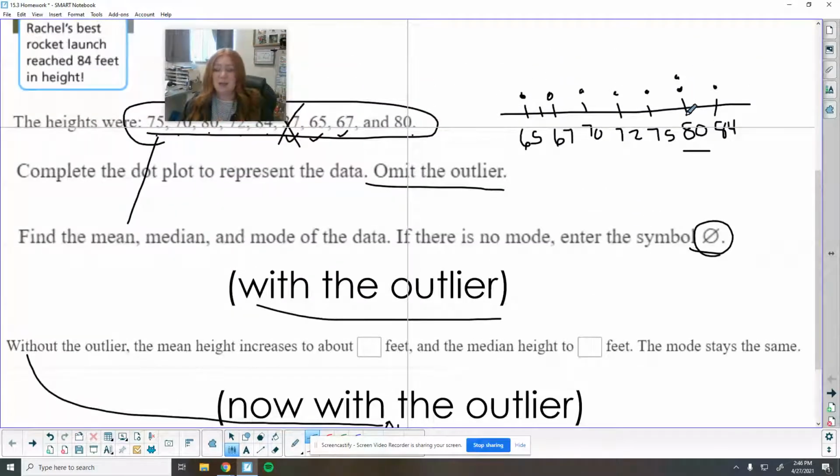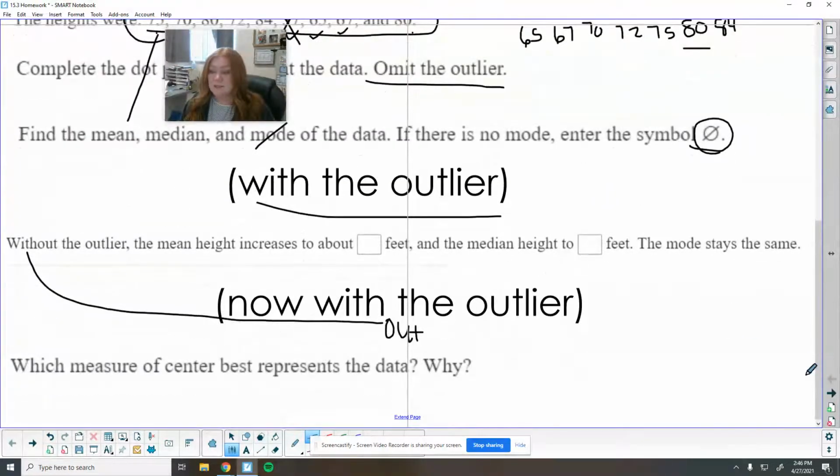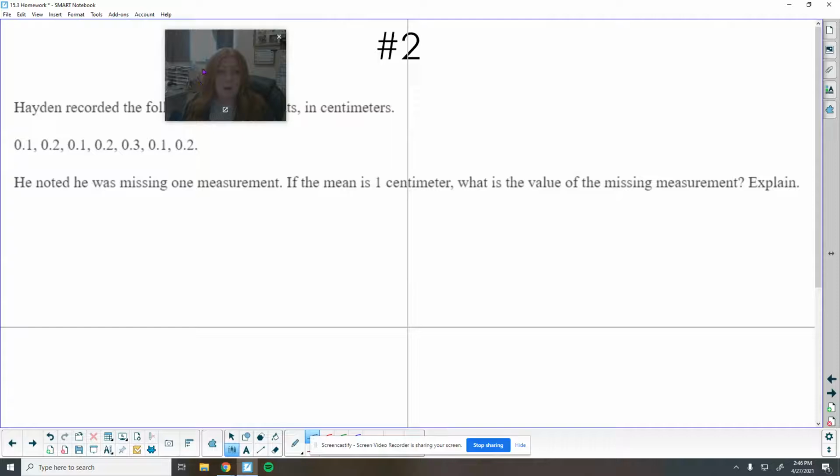So I'm thinking probably not the mode, right? It's pretty high and there's not a lot of them that are 80 and above. Only 3 out of all of them were 80 and above. So I don't really feel like 80 is the best choice. So we want to decide which one kind of represents all of the data in the best way. Let's go ahead and finish up number 1.